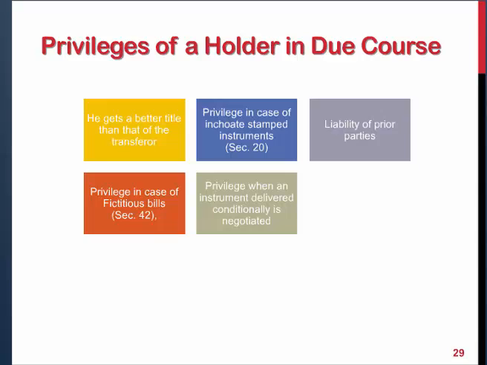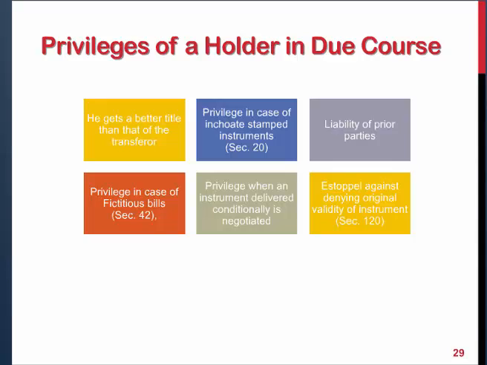Privilege when an instrument delivered conditionally is negotiated. When a negotiable instrument is endorsed or delivered conditionally or for a special purpose only, for example, as collateral security or for safe custody, and not with the idea of transferring absolutely the property therein, the property in the instrument does not pass to the endorsee, and he is merely a bailee with limited title and power of negotiating it. This, however, does not affect the rights of a holder in due course. That is, if such an instrument is negotiated to a holder in due course, the parties liable on the instrument cannot escape liability. Sections 46 and 47.